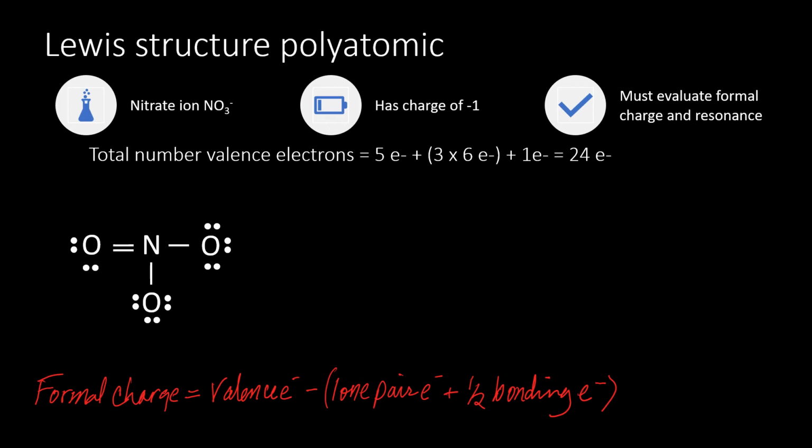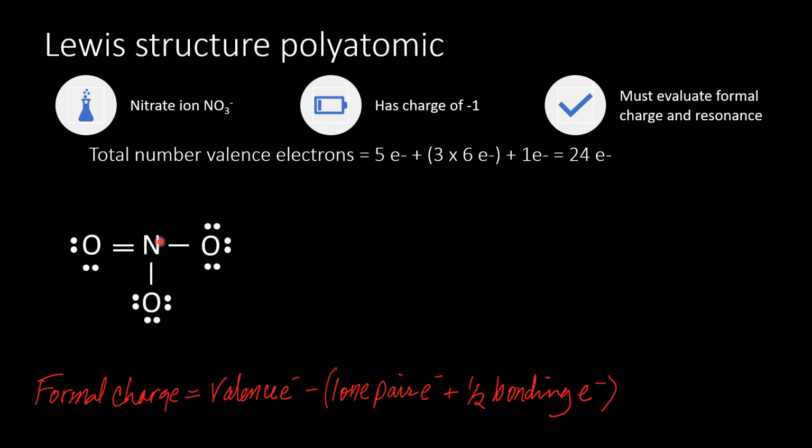Formal charge for any individual atom equals its valence electrons minus any lone pair electrons assigned to that atom in combination with 1/2 of its bonding electrons. So in the case of this oxygen, we have 6 valence electrons, but in the structure itself, we have 6 lone pair electrons assigned to it, plus 1/2 of its bonding electrons, meaning 1 electron. So 6 minus 7 gives this oxygen a formal charge of -1. The same applies to this oxygen.